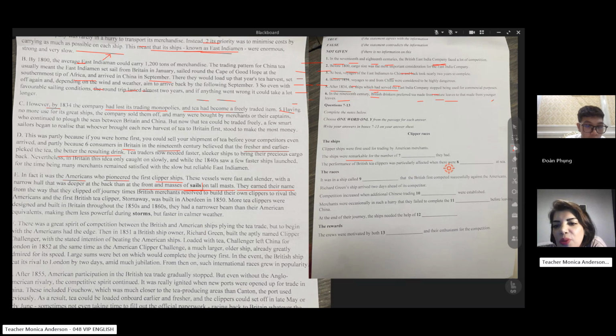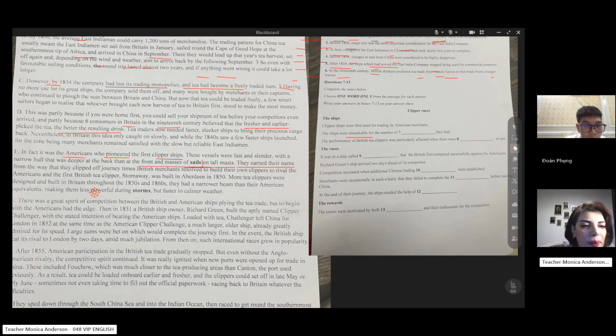The performance of British tea clippers was particularly affected when they were at sea. So what affects it? When the storms come, of course, that makes them less powerful. And the races, so let's see. It was in a ship called something that the British first competed successfully against the Americans. So Americans, British ships, successful competition, a great spread.